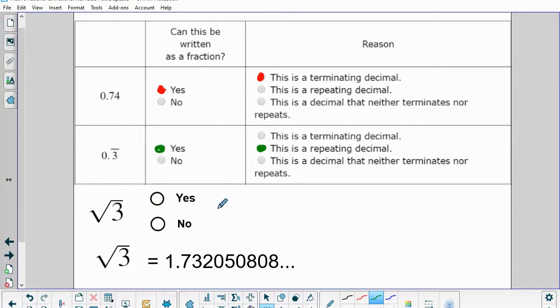The last one, on the other hand, is the square root of 3. Now, if we take the square root of 3, we notice that it's a strange decimal that goes out, never repeats or terminates, but it just keeps going in a strange pattern like pi. So it is one of those that cannot be written as a fraction, and the reason it can't is because the decimal neither terminates nor repeats. So that's how you will answer any of those questions that come up on our assignment.